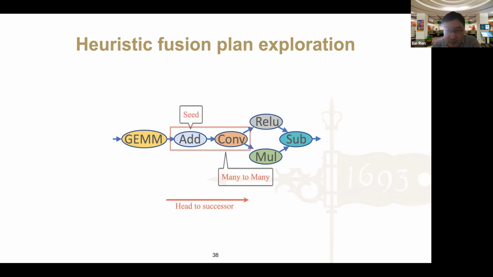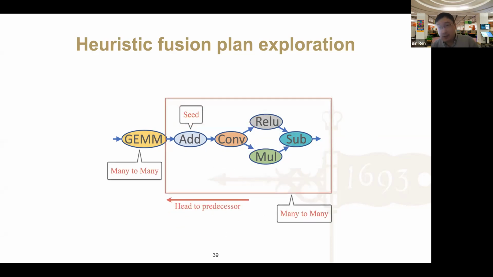The first direction is to head to the successors. For example, in this example, we have the add and convolution. We found add is one-to-one and the convolution is many-to-many. We can fuse them, and the resulting operator is many-to-many. And all the rest of the operators are one-to-one operators. Then we can continue performing this operator fusion. So we are going to generate a many-to-many fused operator after this kind of operator fusion, and then we are going to head to the predecessors. Because GEMM is also a many-to-many operator, and it's illegal to fuse a many-to-many operator with another many-to-many operator, we are going to stop.